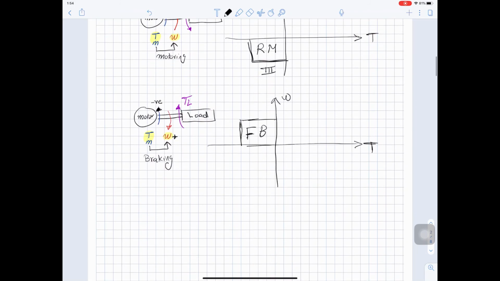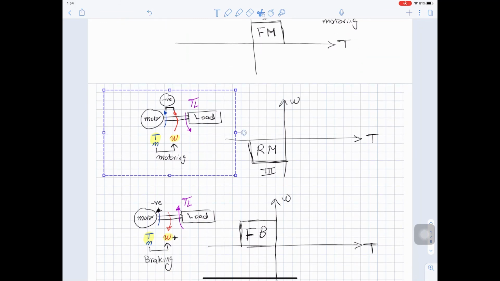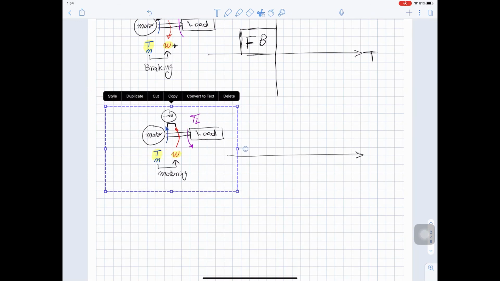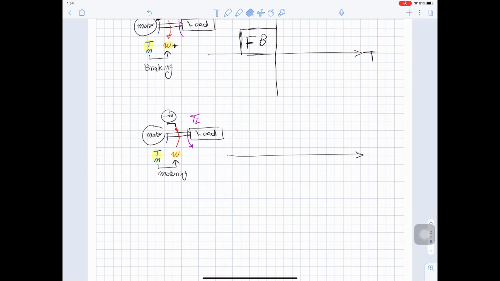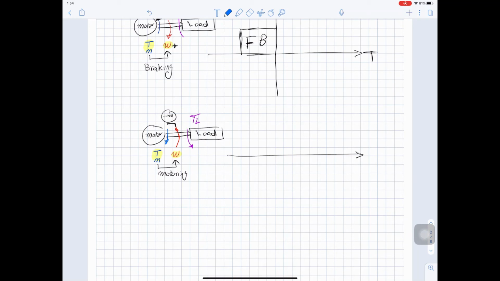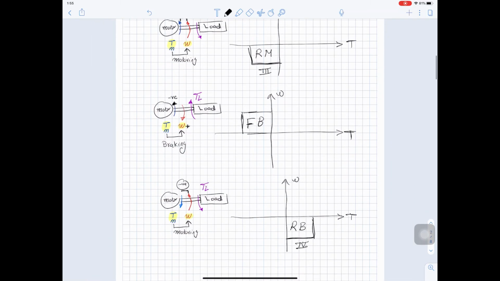And the last case is this reverse motoring case. But in this case again, we will reverse the torque coming from the motor. So if we look at the speed-torque characteristics, we will be here. The torque is still positive, but the speed is negative, and we are doing reverse braking, and this is our quadrant 4. So these are the different operations for the motor.